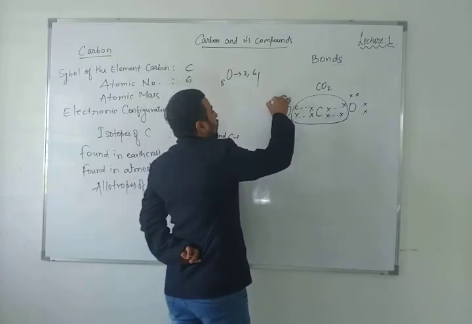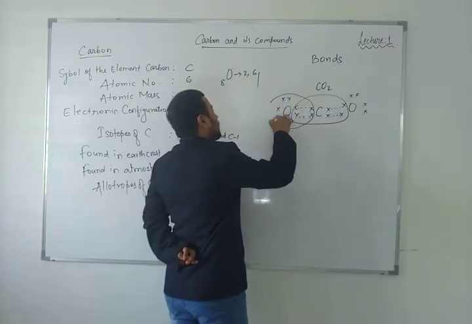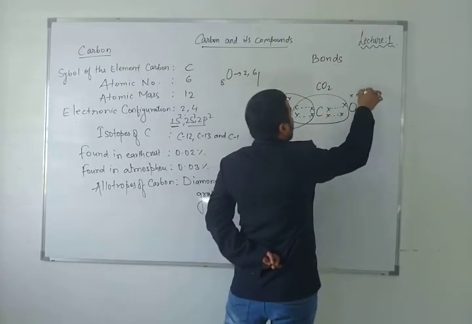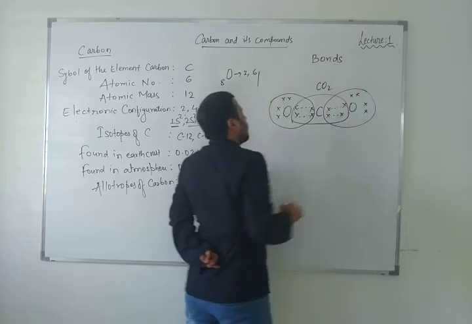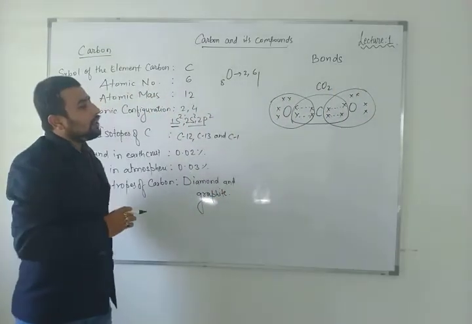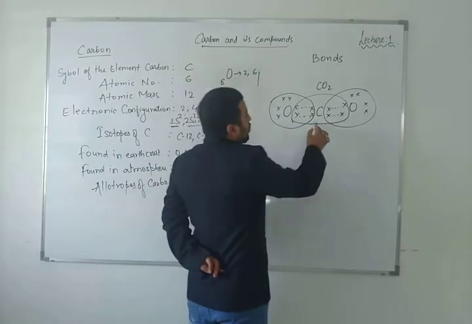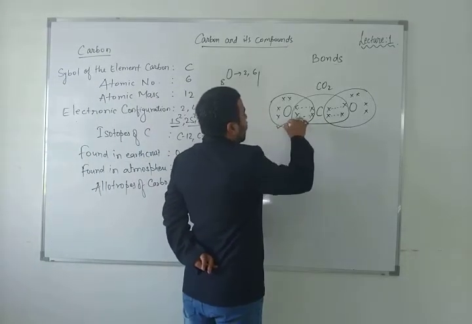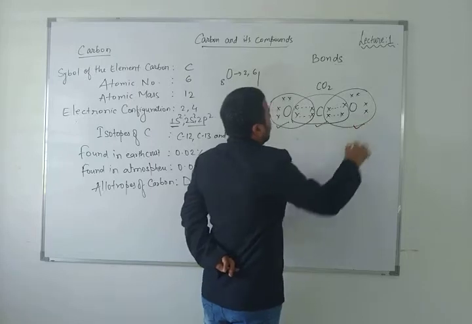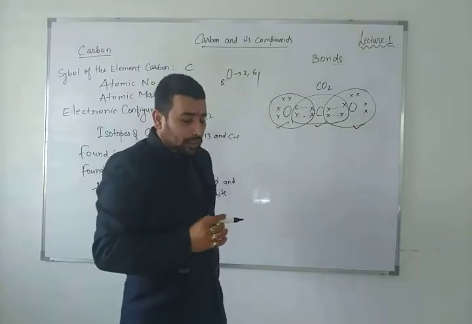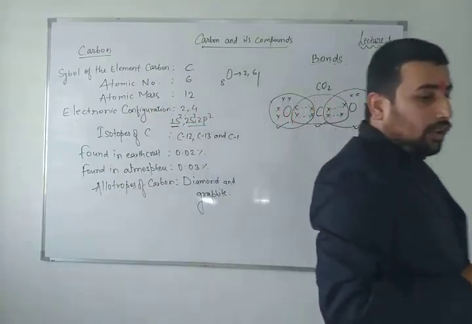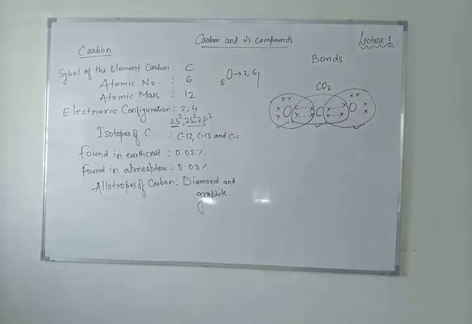Similarly, this oxygen will also share 2 electrons with the carbon, and this oxygen will also share 2 electrons with this oxygen. And now you can see all the 3 elements have completed their octet. Carbon has got 8 electrons, oxygen also 8 electrons, and this oxygen also 8. So in this way you can represent the electron dot structure of carbon dioxide.